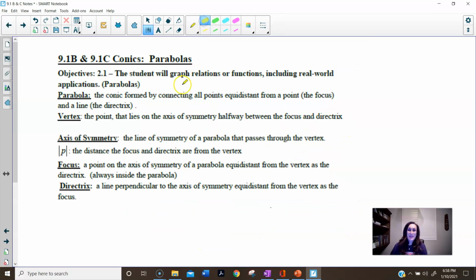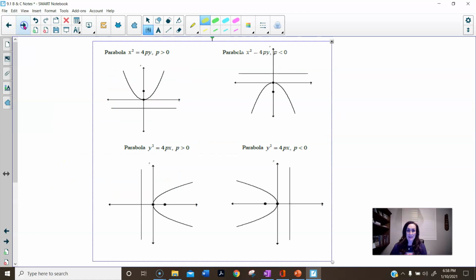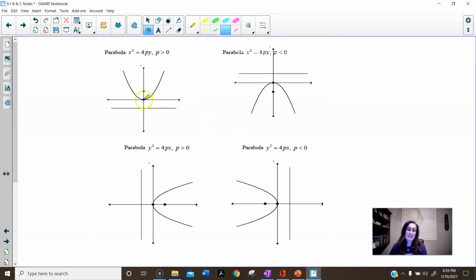Some formal definitions that you can go over, and I just went over those when we were looking at the other slide, but we have focus, directrix, axis of symmetry, vertex, and then parabola is that bowl-shaped conic that we're going to be hitting today. Here are the 4 different equations one more time. If there is no h or k, that simply means that the vertex is going to be at (0, 0).